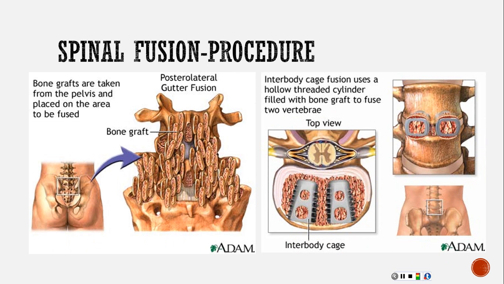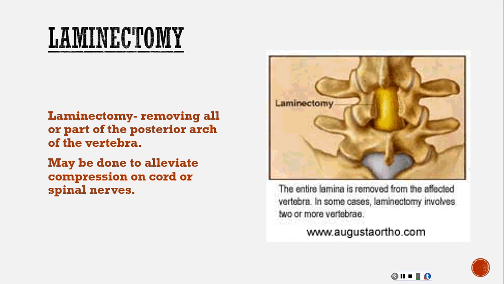Again, these are just kind of images that you can look at. They're basically what I described for the most part. It deals with the bone grafting and all that. All right, next we've got a laminectomy. And we talked about this, but basically where you remove all or part of the posterior arch of the vertebrae. It may be done to alleviate compression on the cord or spinal nerves. If there's swelling that's compressing on a spinal nerve, reduction of that swelling is basically what they're doing there. Again, these are procedures you don't have to know the ins and outs of. You just have to be aware of.